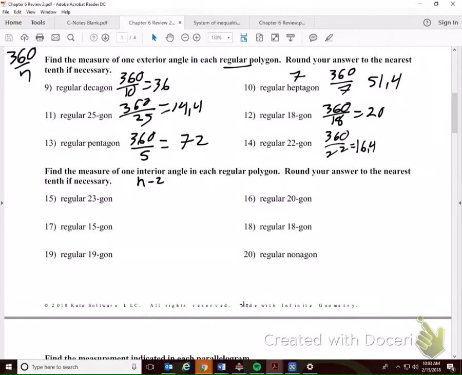Okay, so now 15 through 20. It's asking for one interior angle of each regular polygon. Now, keep in mind that when we did n minus 2 times 180, that was the sum of all of the angles, okay? So that's the number of triangles times 180. But we don't want the sum of the angles, we want 1. So we're going to take that, remember, n is the number of sides.